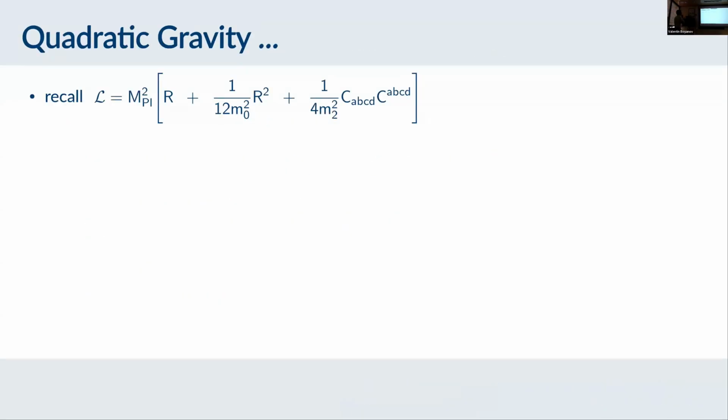So now we go to the next order in the effective field theory. We go to quadratic gravity, so to quadratic orders in curvature. Here it's useful to use the Gauss-Bonnet identity. On the previous slide, I had the version with the Ricci tensor. It's useful to use the Gauss-Bonnet identity and instead write the Weyl tensor squared, because then I can identify the masses of the additional modes already at the level of the Lagrangian.